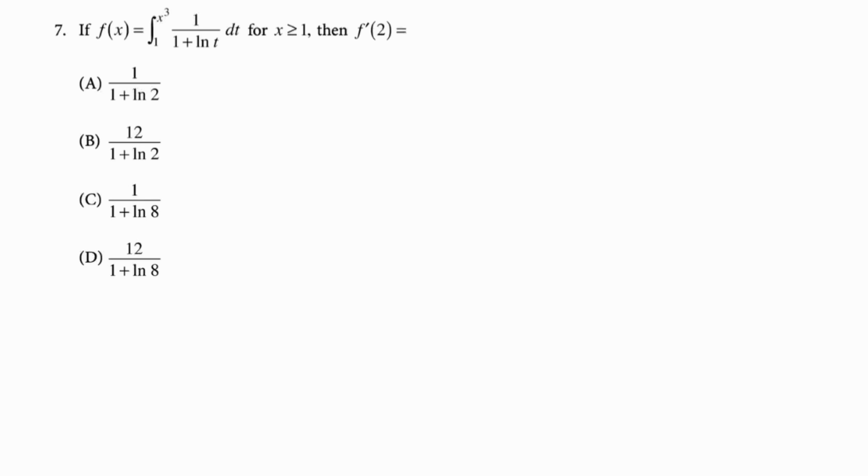Number 7, if f of x is the integral from 1 to x cubed of 1 over 1 plus the natural log of t dt for x greater than or equal to 1, then f prime of 2 is equal to, first we got to find f prime of x.